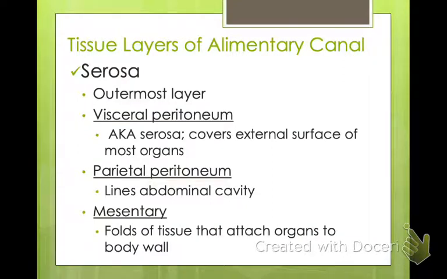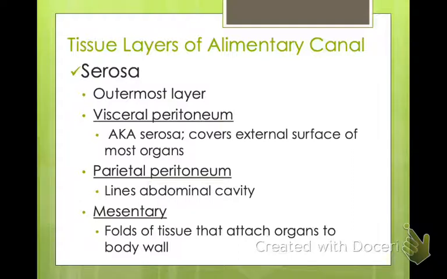The last layer of the alimentary canal is the serosa. This is the outermost layer. It's also known as the visceral peritoneum. And the visceral peritoneum actually covers most of the external surfaces of the organs in the digestive tract, and even other organs like your heart and your lungs. So this isn't just part of the alimentary canal. It is part of some other organs, and it's that outer covering of most of those organs.